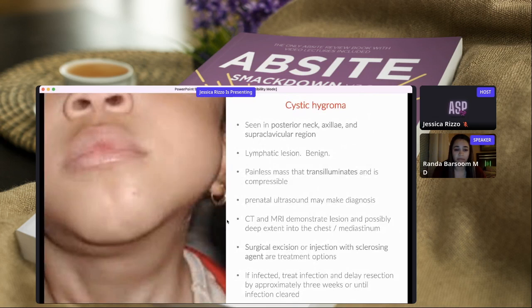Yeah, so cystic hygroma. So very classically transilluminates and is compressible. It is benign, and it can actually be picked up prenatally on the prenatal ultrasound. However, a CT or an MRI may show the lesion, and it may actually extend very deep into the chest or mediastinum. So surgical excision is usually indicated, or you can inject it with a sclerosing agent. If it becomes infected, you have to delay that resection by approximately 3 weeks, so you're not digging into an infected field. Next.